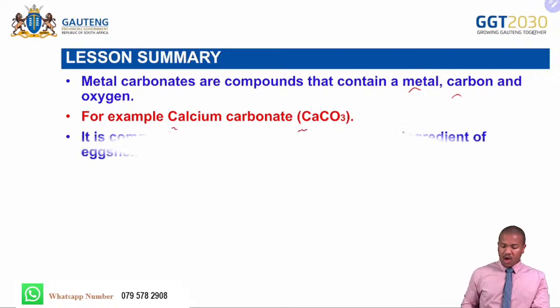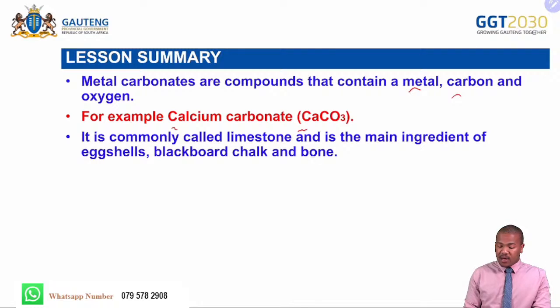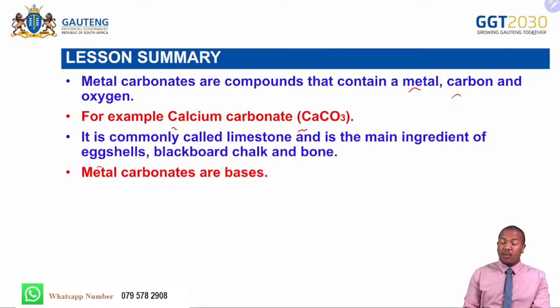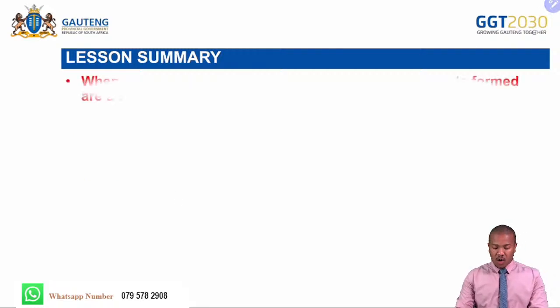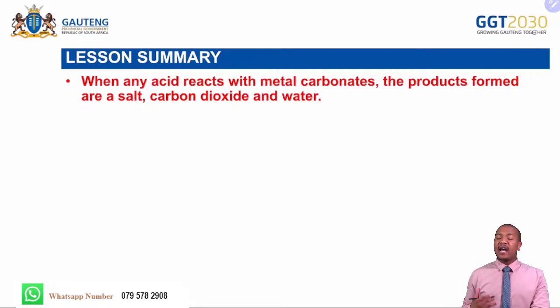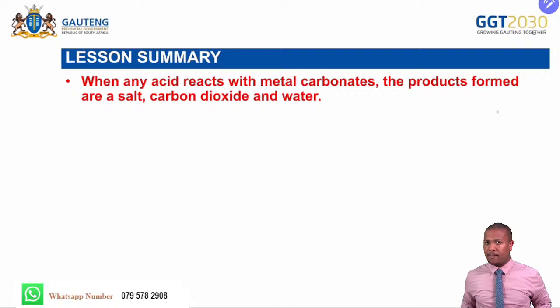CaCO3. Also, we said that calcium carbonate is commonly called limestone and it is the main ingredient for eggshells, blackboard chalk, and bones, right? And we said that metal carbonates react as bases. Also, we said that when any acid reacts with metal carbonates, the products that are formed are going to be a salt, carbon dioxide, and water, right?